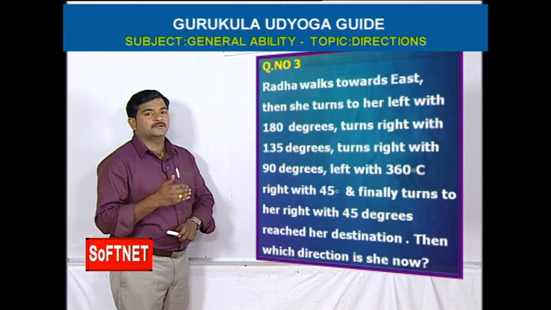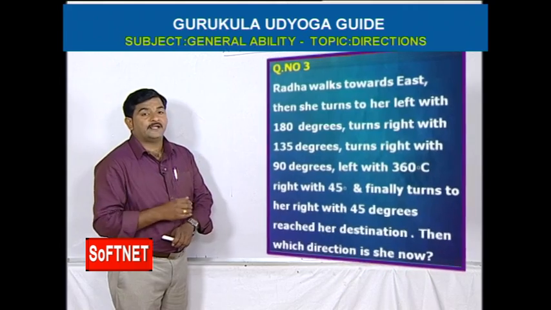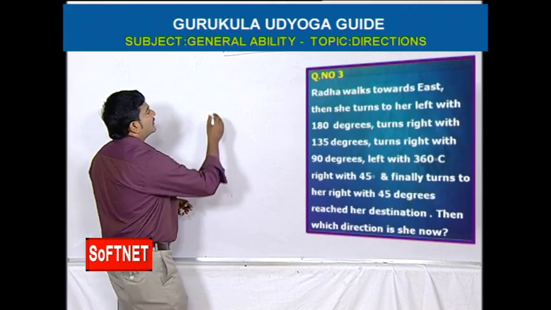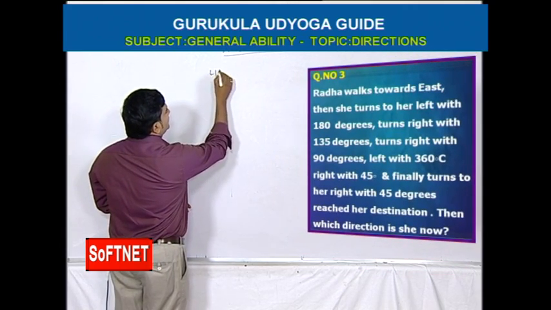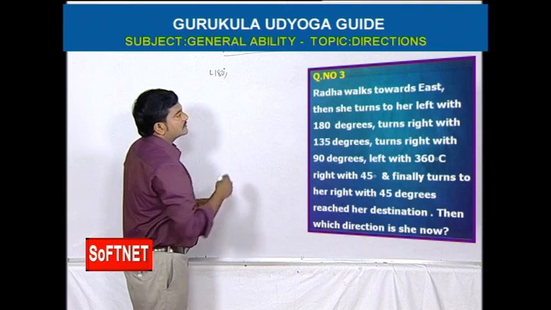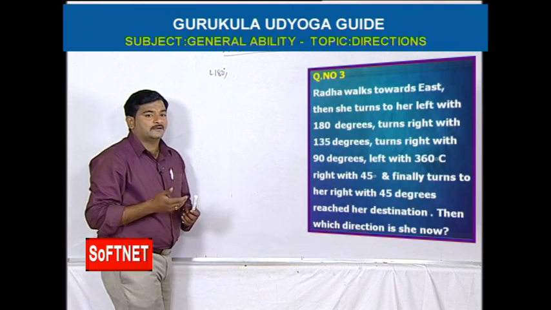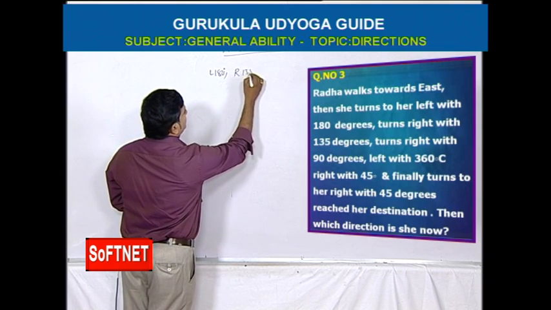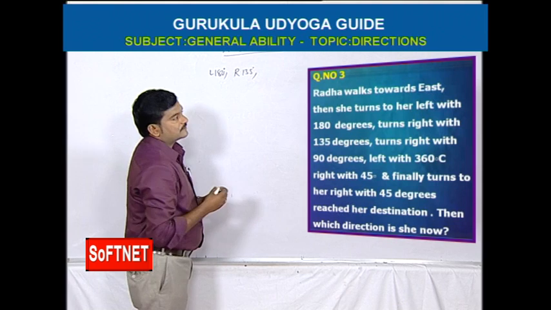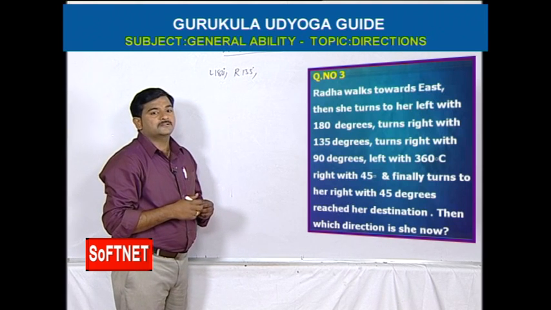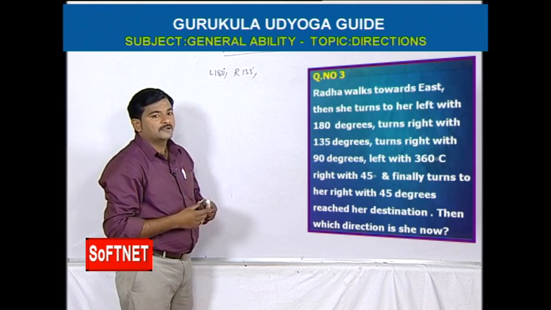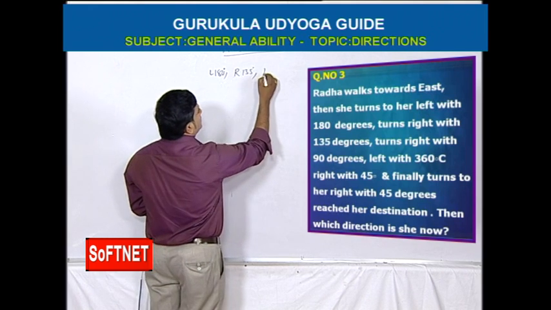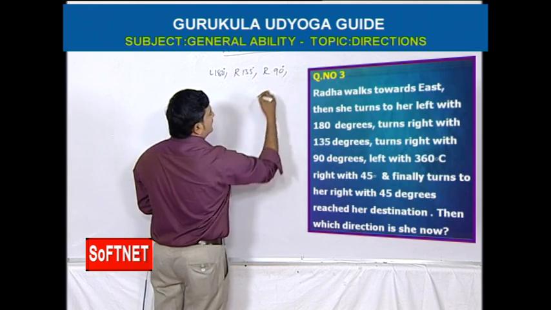Then she turns left with 180 degrees. So, left with how many degrees? 180 degrees. So next, what has he given? Turns right with 135 degrees. Okay, so next, what has he mentioned? Turns right again with 90 degrees.